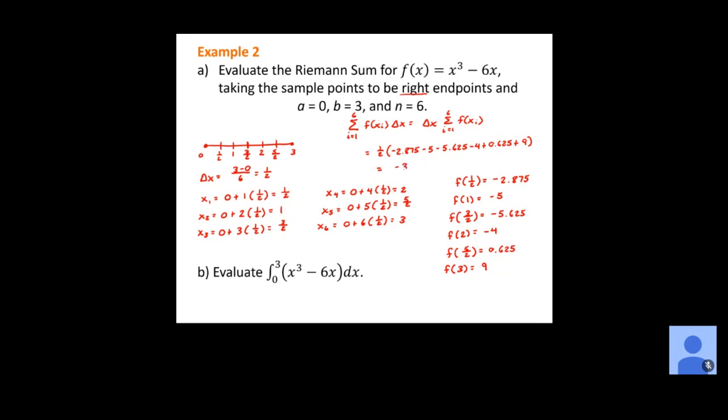Perfect. Negative 3.9375. All right, so again, that is an approximation of our area under the curve x cubed minus 6x on the interval from 0 to 3. Now, based off of that area that we got, that answer, what's something that we know about this area now?